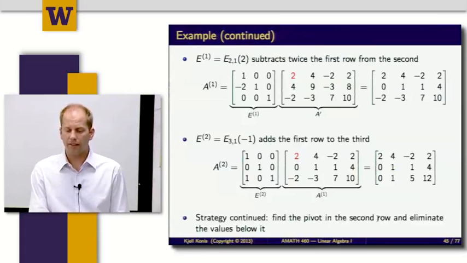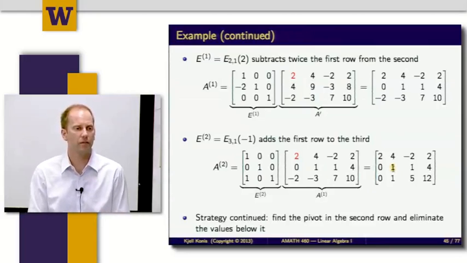So I want to find the pivot in the second row and then eliminate the values below it. So introduce zeros. If I introduce a 0 below this 1, then I'll be finished. The matrix will be in upper triangular form. So it'll be an upper triangular system.